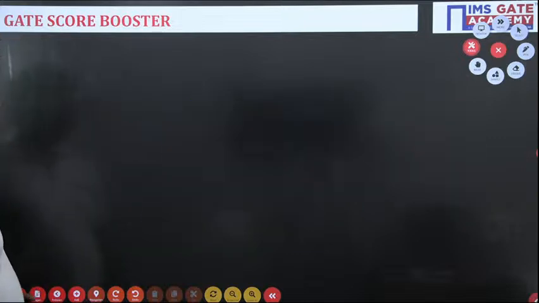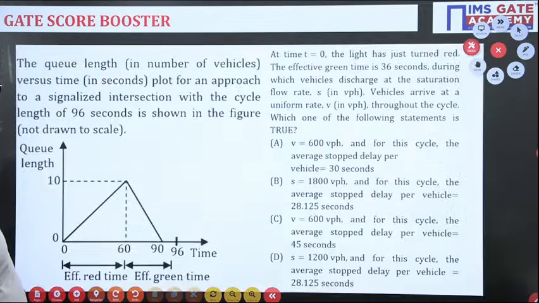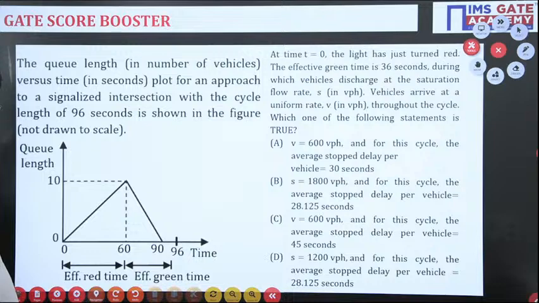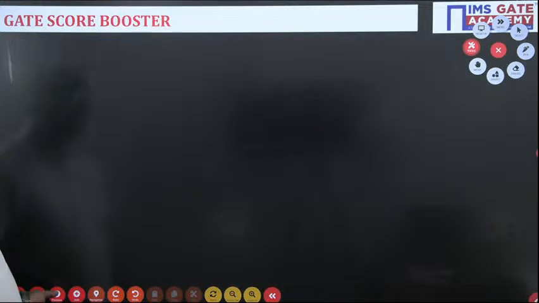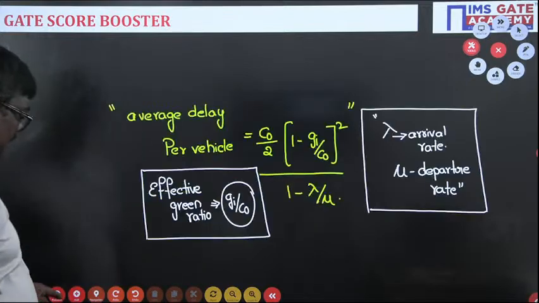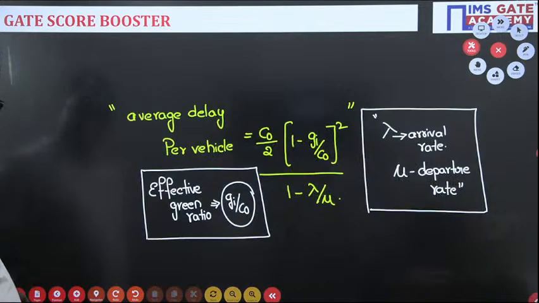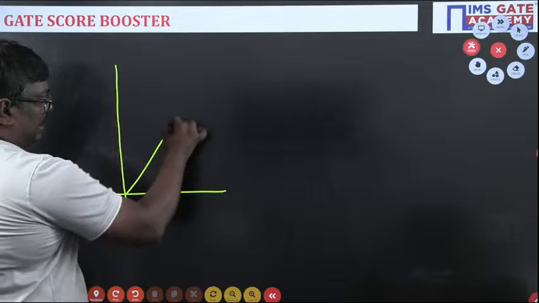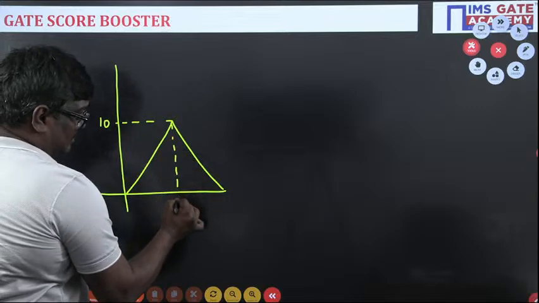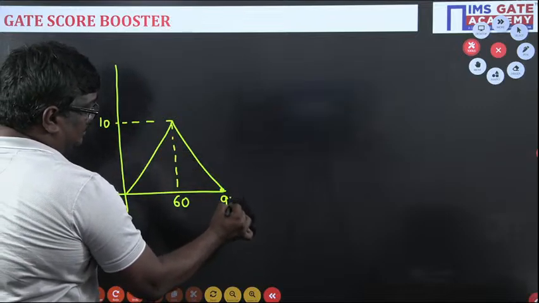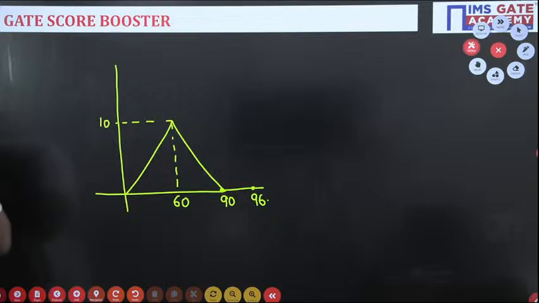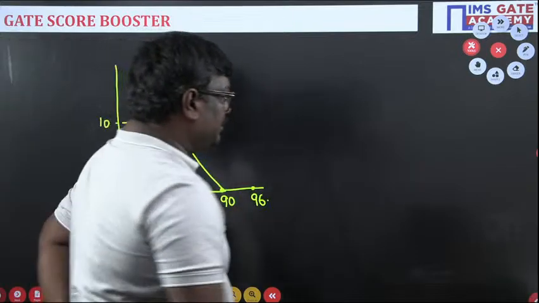Now, see, students. Here, actually, they have given some things. They are asking the saturation flow, normal flow and all. The diagram is like this, see, students. If you see the diagram, the Q length is given as 9, this is 10, and this value is 60. Here it has 90 and it has 96.